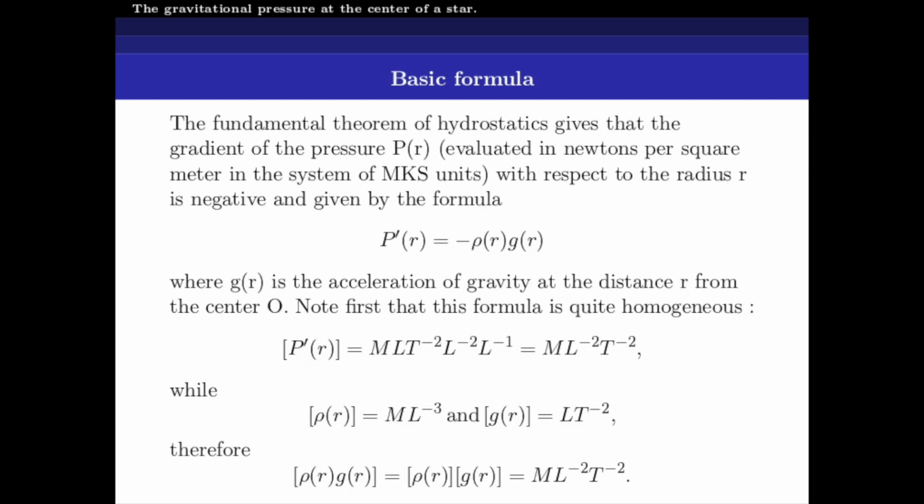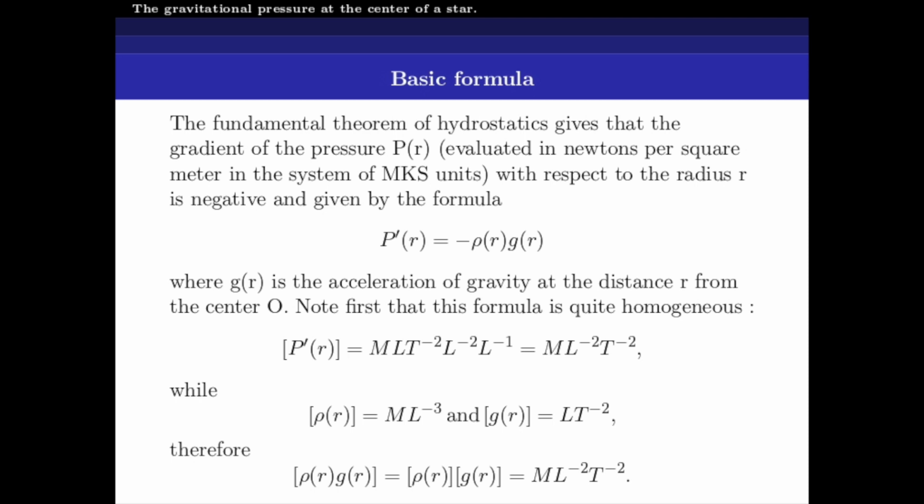The fundamental theorem of hydrostatics gives that the gradient of the pressure P(r), evaluated in newtons per square meter in the MKS system of units, with respect to the radius r, is negative and given by the formula P'(r) = -ρ(r)g(r), where g(r) is the acceleration of gravity at the distance r from the center O.